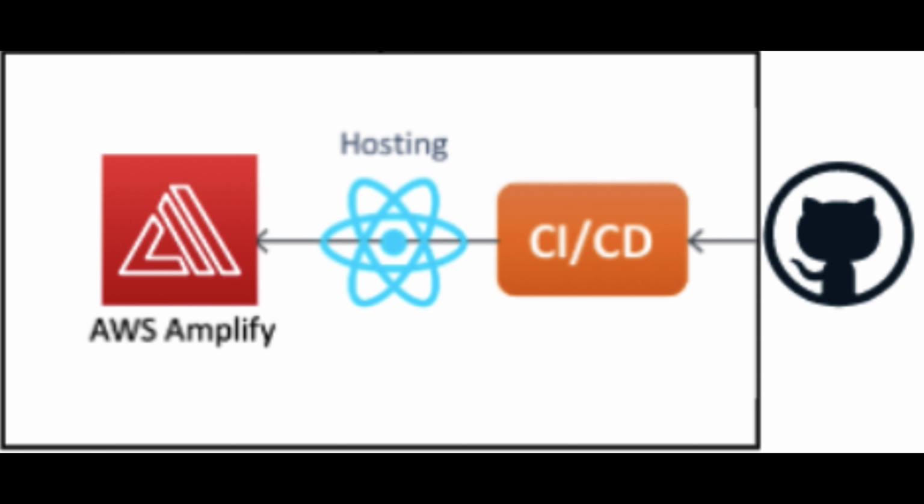this GitHub into AWS Amplify, so that whenever you want to change your source code, AWS Amplify will automatically pick up the new source code that you have pushed to GitHub, and it will deploy that into the AWS Amplify. So this is called continuous integration and continuous deployment.